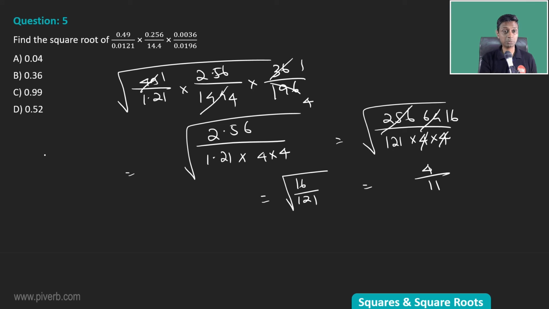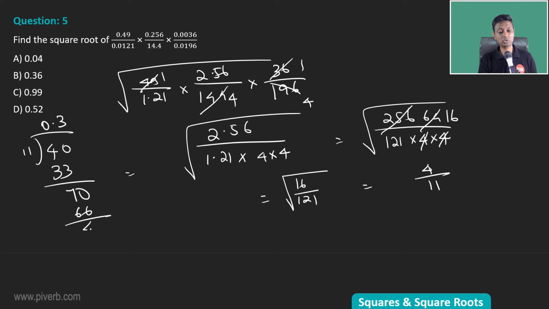4 by 11. We want to find the decimal value of this. 4 divided by 11 doesn't go, so it becomes 0 point. We add a 0 here. Goes 3 times, 33, remainder 7. Add another 0. 0.3. Goes 6 times, 66. 4. So this is 0.36 something, or roughly 0.36. Carve out perfect squares, cancel off what you can cancel, deal with the rest.